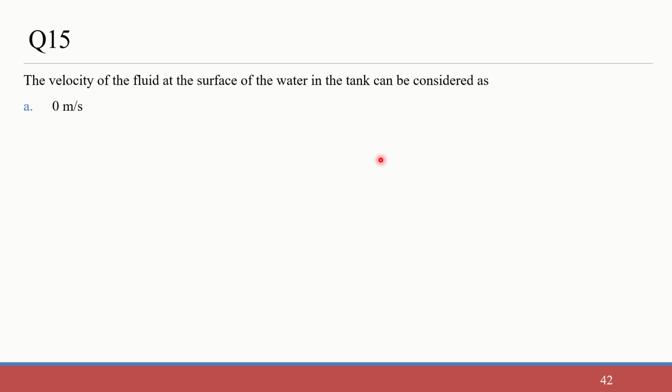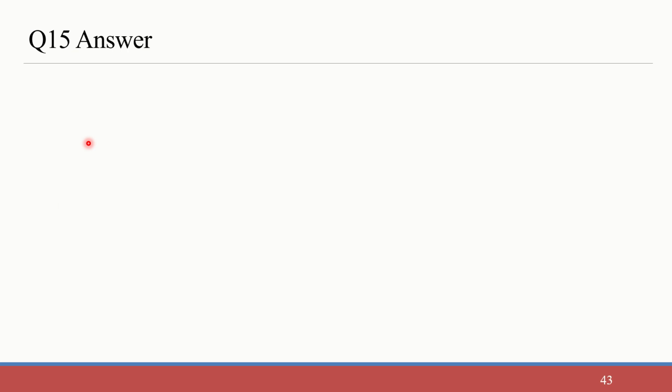Okay, sorry, it is not at the exit, it is asked at the surface of the water in the tank. So the velocity of the fluid at the surface of the water in the tank can be considered as: option A 0 meter per second, option B 1 meter per second, option C 2 meter per second, option D 4 meter per second, option E 6 meter per second. So the answer we know is option A, that is 0 meter per second.